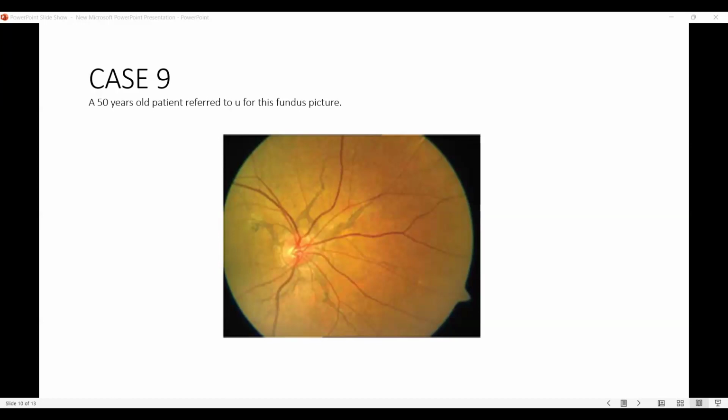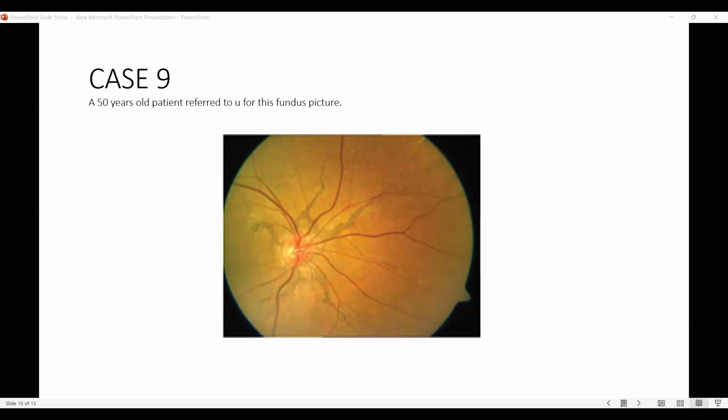We can't see Bruch's membrane and choroid clinically. So here we can say these are gray-white linear lesions extending from the optic disc to the periphery. These are most probably angioid streaks. After observing these streaks, we should be careful while examining the eye because we should not do scleral indentation in these eyes.